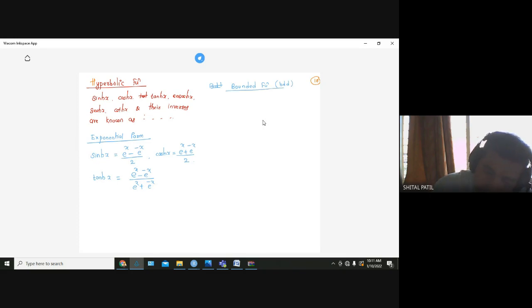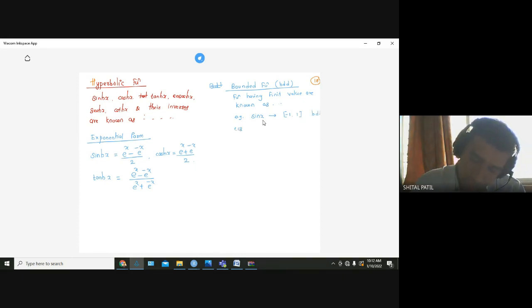Bounded function. What is a bounded function? A function having finite values in a defined interval is known as a bounded function. For example, sin x. What are the values? -1 to +1, so it is a bounded function. What about cos x? What are the minimum and maximum values? -1 to 1, so it is a bounded function.